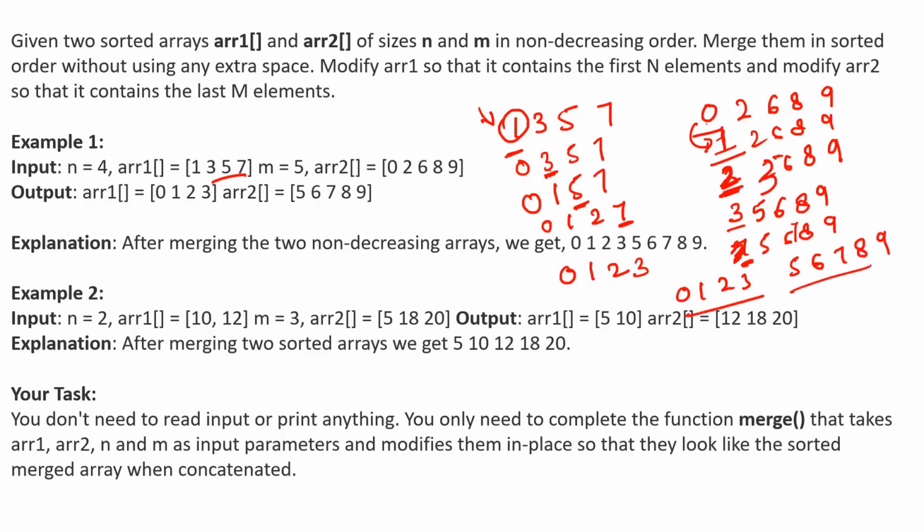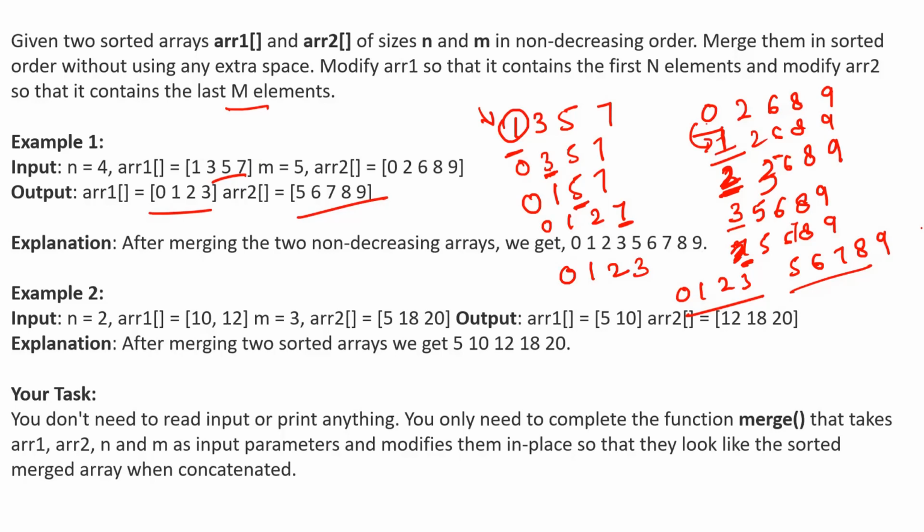So now you can see the task that was given to us, that ARR1 should consist of the first n sorted elements, and then ARR2 should contain the remaining sorted m elements. We have achieved that task. You can see ARR1 is having 0, 1, 2, 3, and ARR2 is having 5, 6, 7, 8, 9.